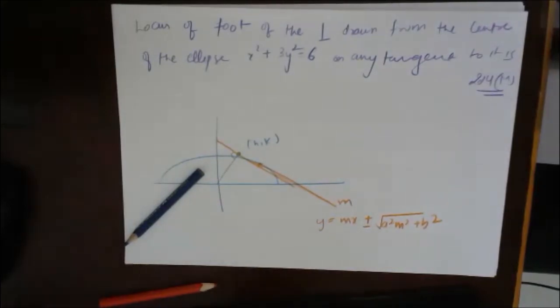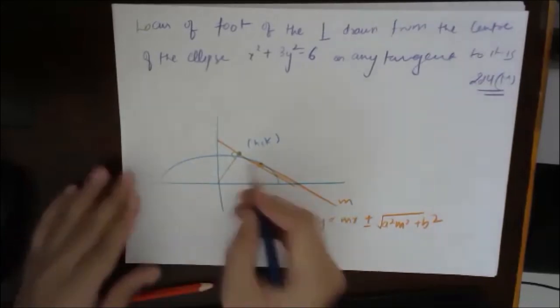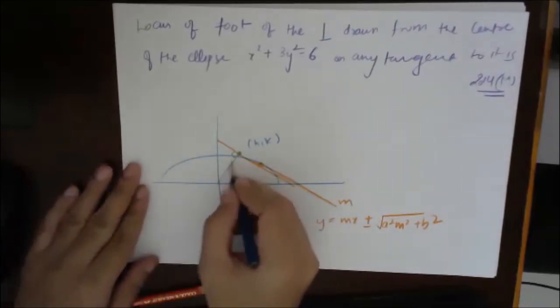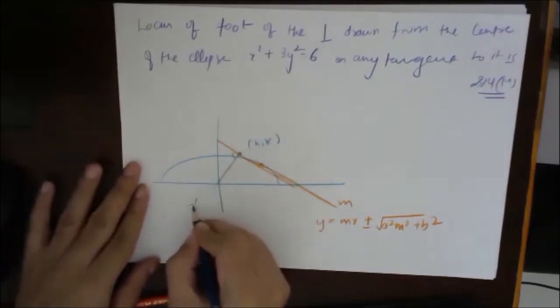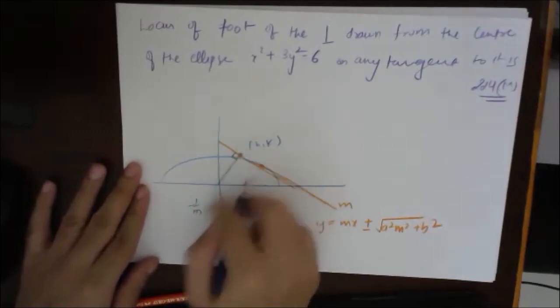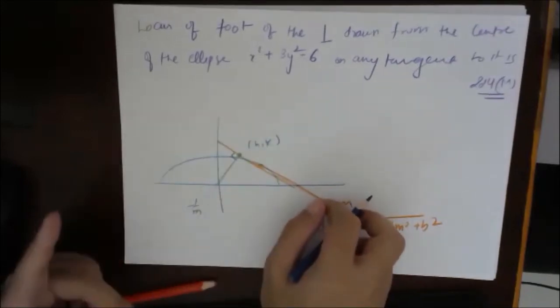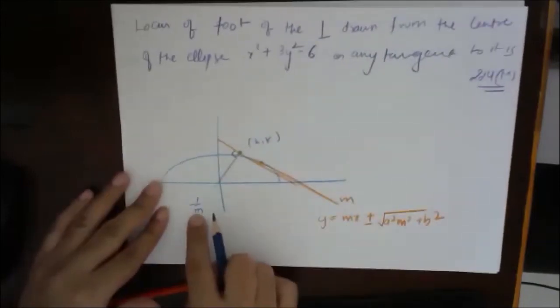Now, if this is slope m, the slope of this line will be minus 1 by m. Why? Because this is the tangent, and this line is perpendicular to it, the foot of the perpendicular. So if this is m, this is minus 1 by m.